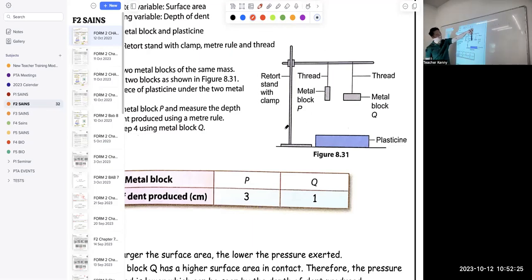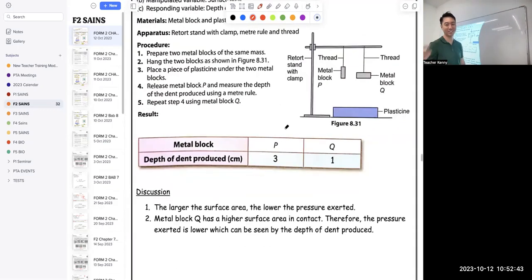So P will make a deeper hole inside. So when it drops, it will create a bigger hole. Now, we don't say bigger hole. We say a deeper dent. Understand? So what we call your responding variable over here, now so technical already, use the word the depth of the dent. Depth means how deep is the dent.